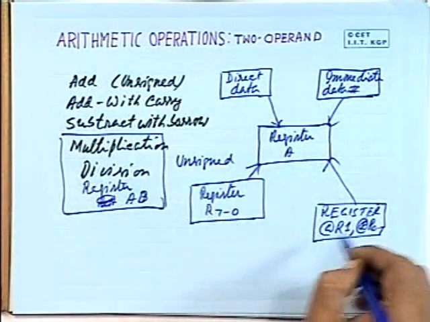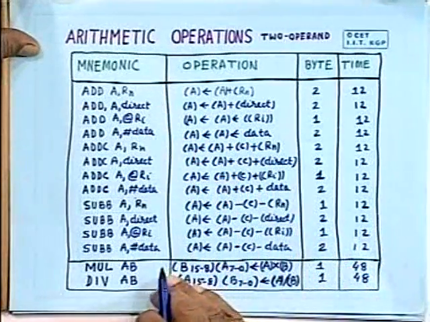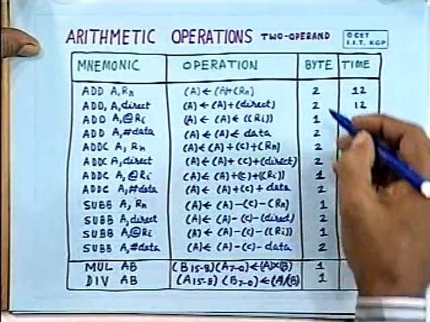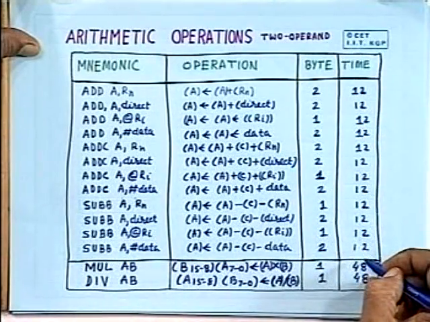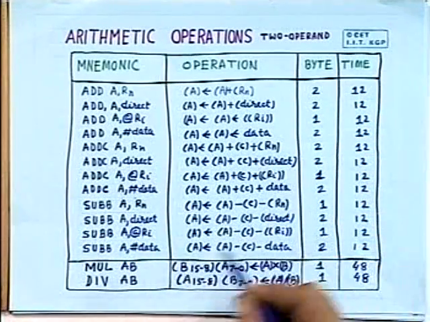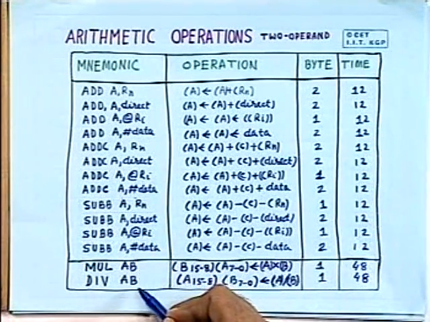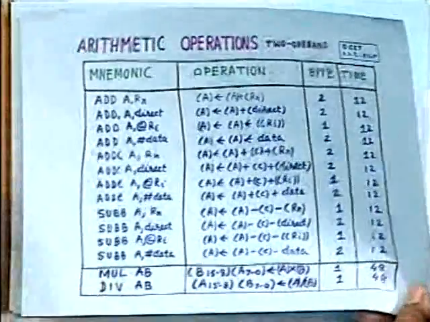So this is the pictorial diagram of the various instructions, and this table shows the list of various instructions available along with the size of the instruction and the time required for execution. As you can see here, all the arithmetic operations except multiplication and division require only one machine cycle, that is 12 clock cycles.